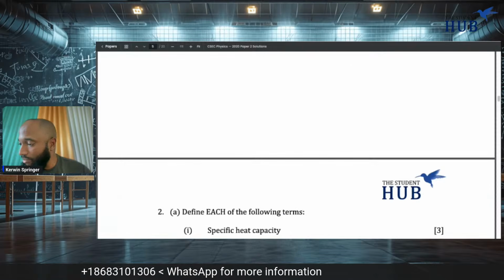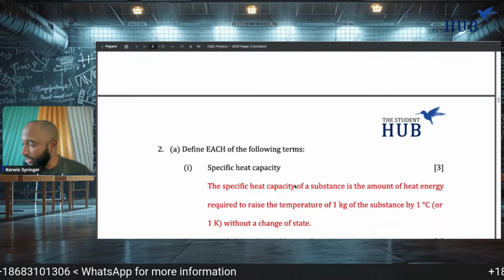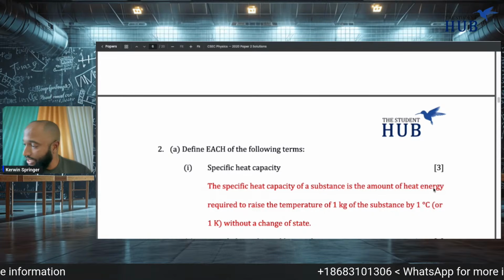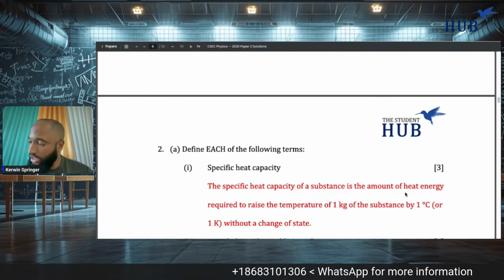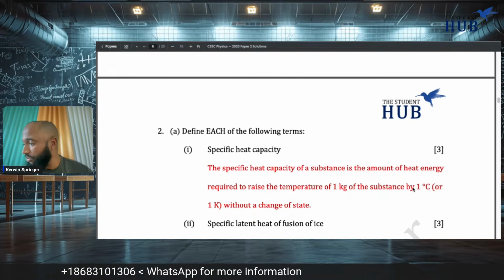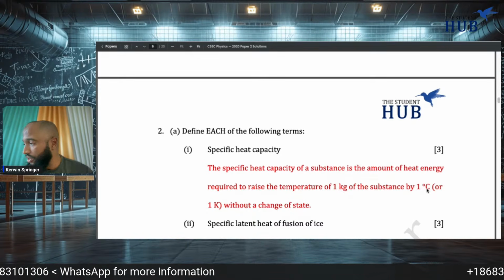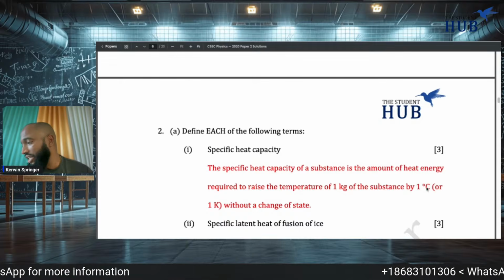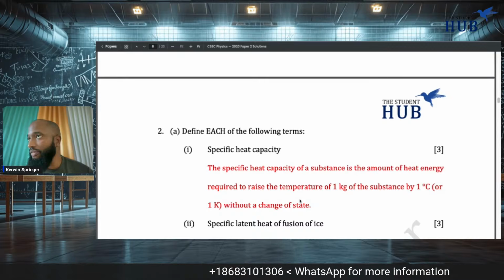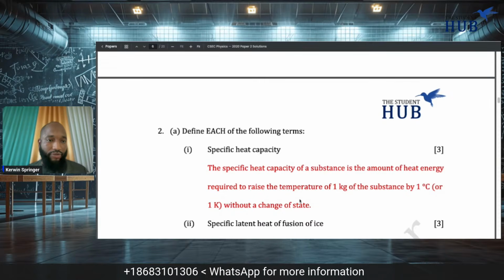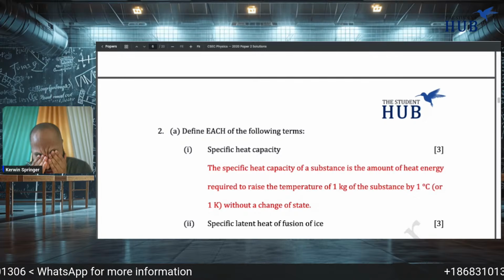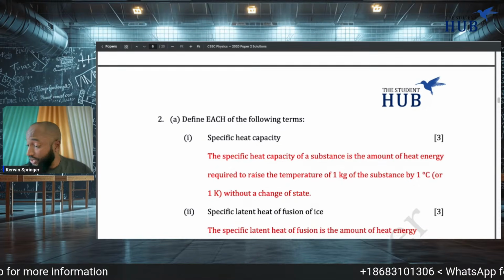So, okay, that's the mind map there. Specific heat capacity of a substance is the amount of heat energy. So that's a key part here. The amount of heat energy required to raise the temperature of 1 kilogram of the substance by 1 degree Celsius. You can put Kelvin here, same thing, without a change of state. So that's the full definition. Everybody could practice writing it for themselves. See if you can write it over again without watching, you're doing the active recall. See if you could get the key points.